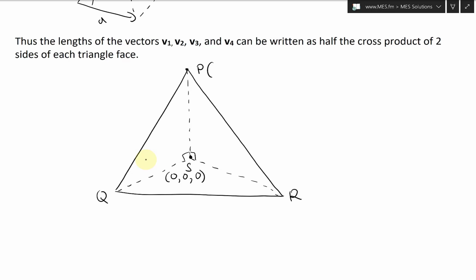Let's say the coordinate of P is going to be on the vertical axis, 0, 0, and let's do lowercase p, like that. And then R is going to be 0, and then lowercase r, this is the y-axis. And Q is the x-axis, so it'll be at lowercase q, 0, 0, like that. All right, and now let's take a look.